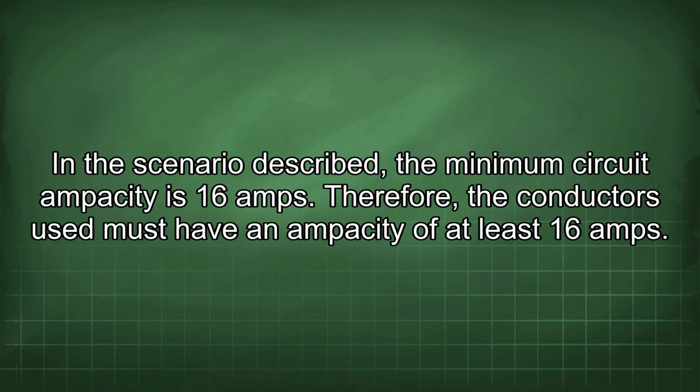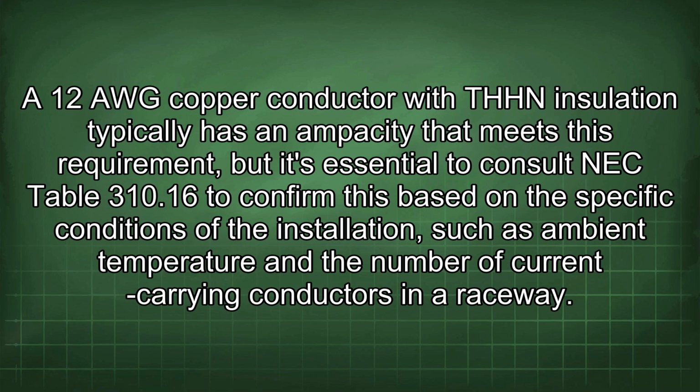In the scenario described, the minimum circuit ampacity is 16 amps. Therefore, the conductors used must have an ampacity of at least 16 amps. A 12 AWG copper conductor with THHN insulation typically has an ampacity that meets this requirement, but it's essential to consult NEC Table 310.16 to confirm this based on the specific conditions of the installation, such as ambient temperature and the number of current-carrying conductors in a raceway.